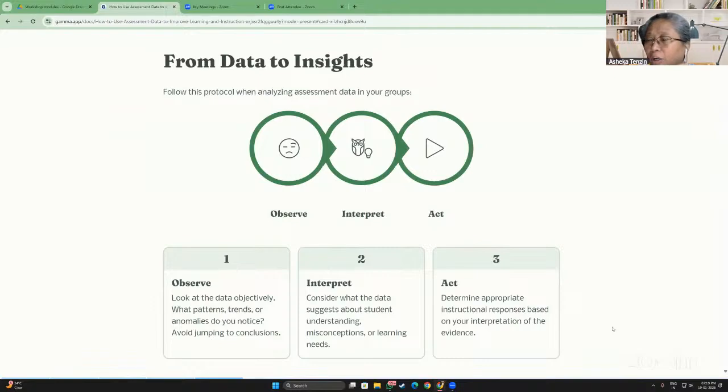Now, after you have got all this data, the different types of data that I have shown, what are you going to do with those assessments? How will you analyze it? Or what is the protocol that you will follow when you are trying to analyze this data? First you will observe, you will look at the data objectively. You will see what kind of patterns or trends you can see, or if there are any misconceptions that the students are carrying. And at this time, do not jump to conclusions. You are just observing it.